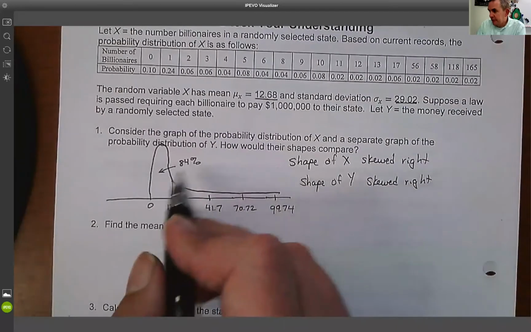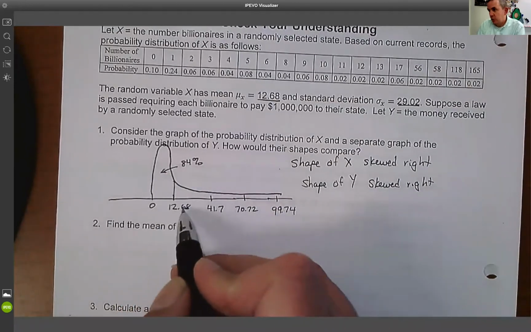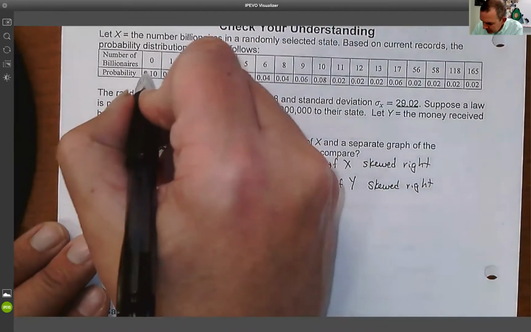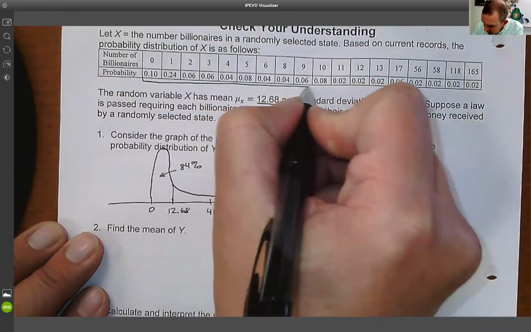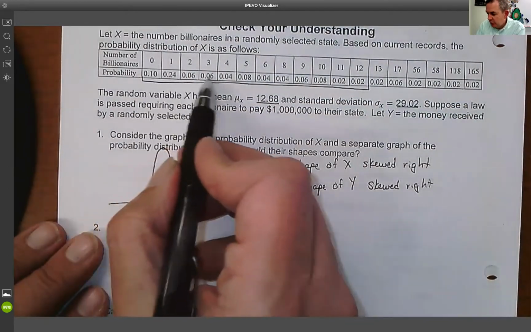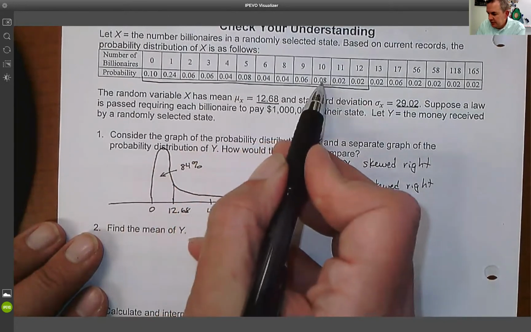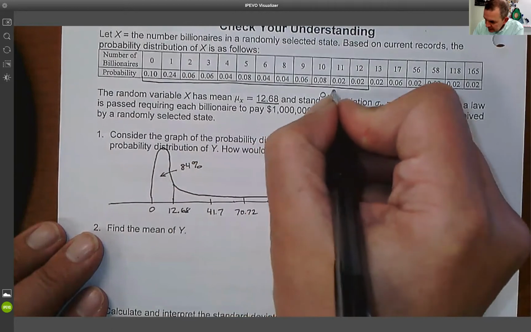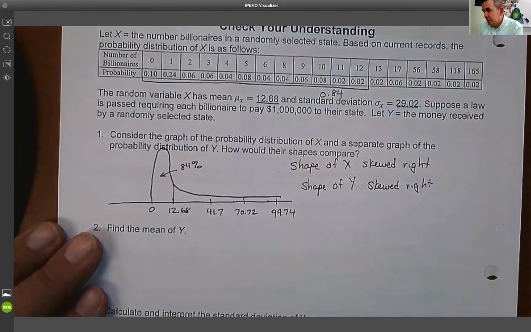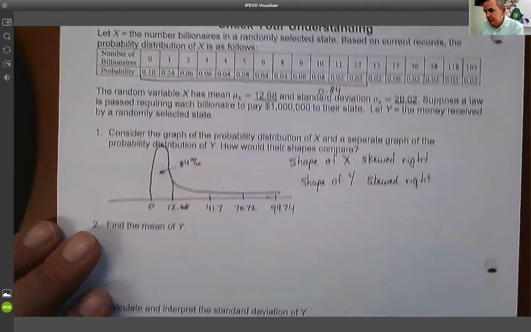I'm going to go back and share that screen again so I can show you. I have about 84% of my data falling between 0 and 12. What I did was add up all of these probabilities: 34, 40, 46, 50, 58, 62, 66, 72, 80, 82, 84. So 84% of my data is between 0 and 12. That says the majority of it is here, so we have it skewed right.